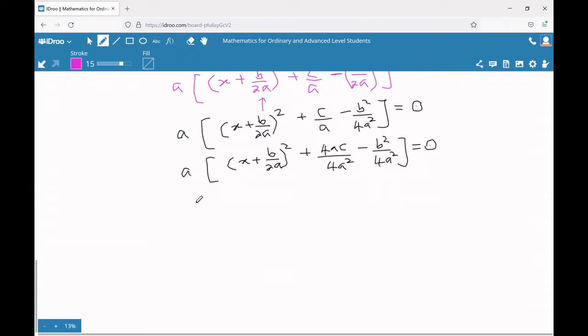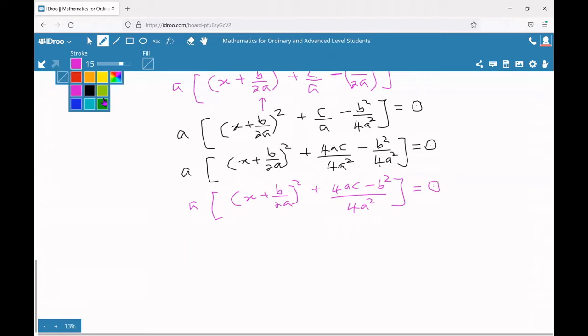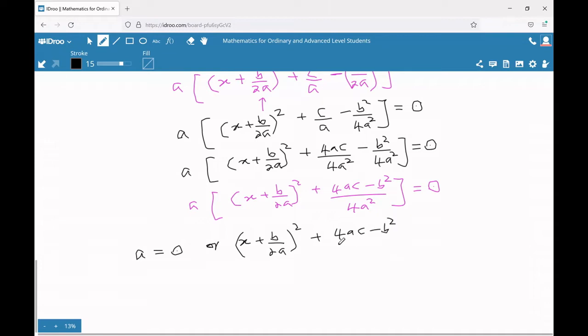And now I'm going to do more simplifications. We can just add the terms in the numerator, so we can write a common denominator like this. After this point, I have to make some argument. When we solve this equation now, we have two possible options here. Either a is equal to 0, or the other term, which is inside the square bracket now, x plus b over 2a squared plus 4ac minus b squared over 4a squared, can be equal to 0. So these are the possible options if you want to solve this equation here.